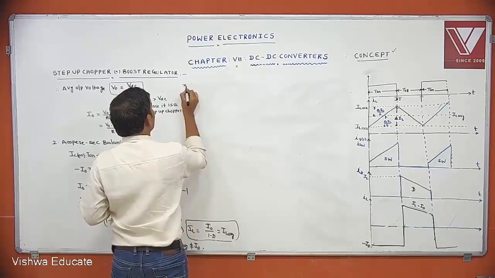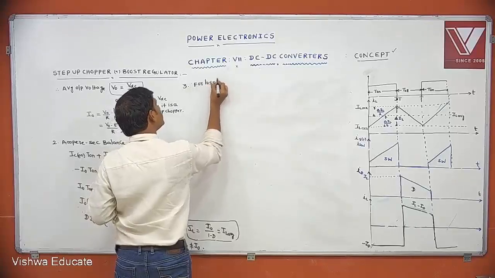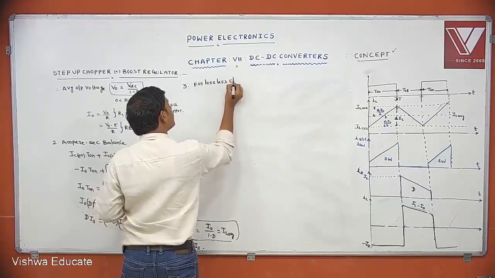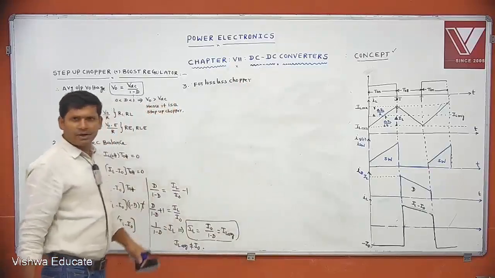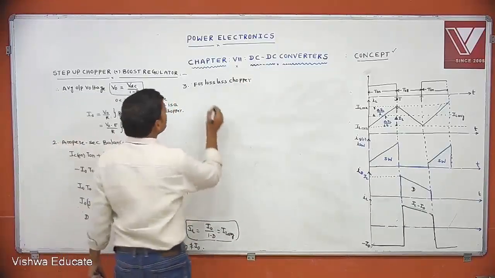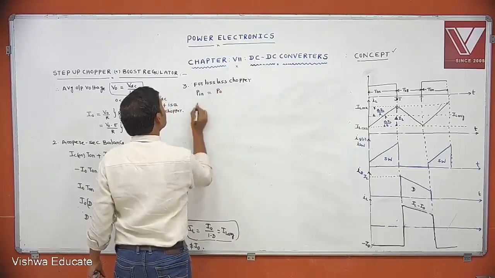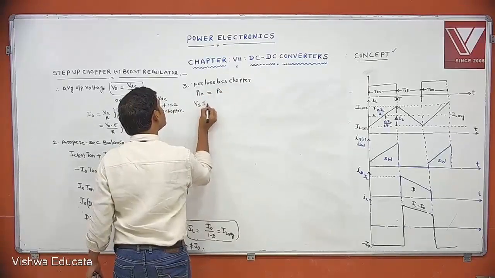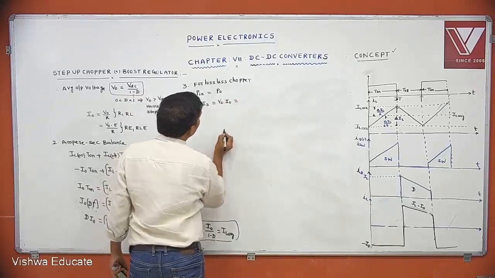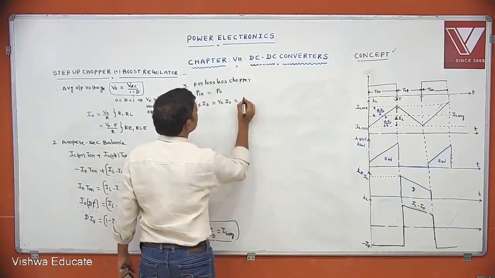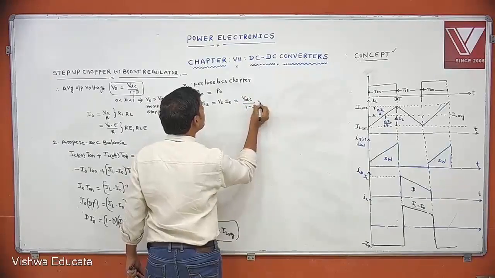The third one is for lossless chopper. Same procedure as I explained in the buck regulator. For lossless chopper, what is the condition? Input power equal to output power. What is the input power? Vs into Is. What is the output power? V naught into I naught. Then what is V naught? V naught equal to VDC by 1 minus D into I naught.